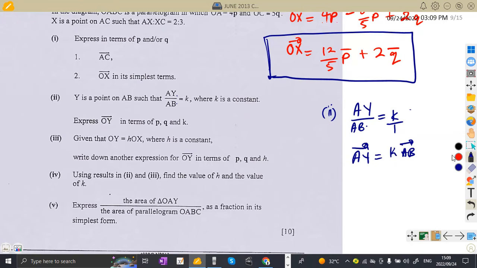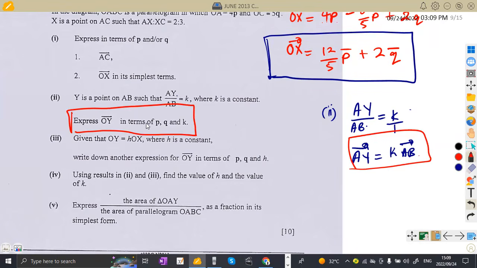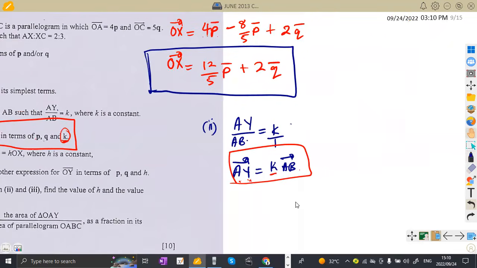So remember, you are used to this format. Now they want to confuse you. They are giving it as a fraction. So you see how they can ask these questions, guys. Anyways, that is what it can be written like. So the question now is, from this AY that we are given, we are supposed to express vector OY in terms of P, Q, and K. The only part that carries K, which is a constant, is this AY. So we are supposed to first find the vector AY in terms of K.